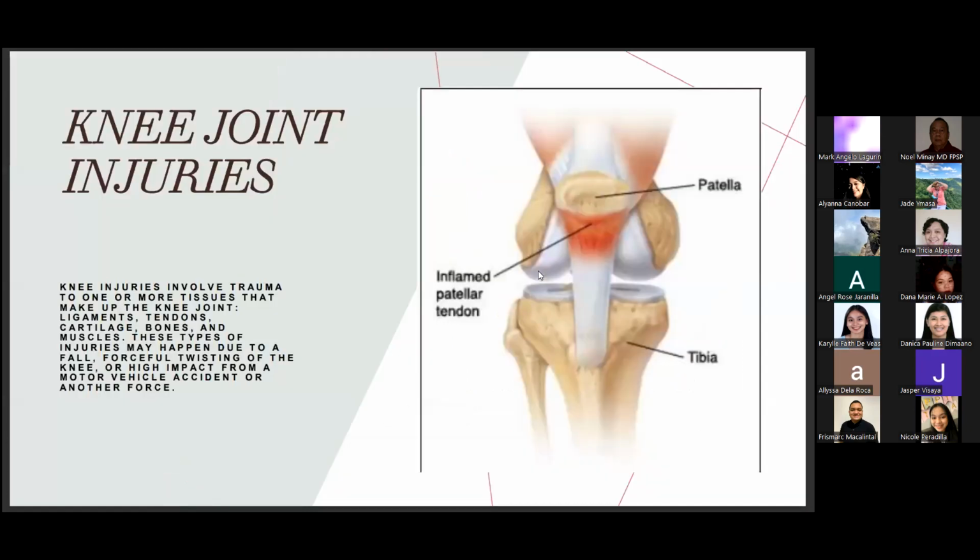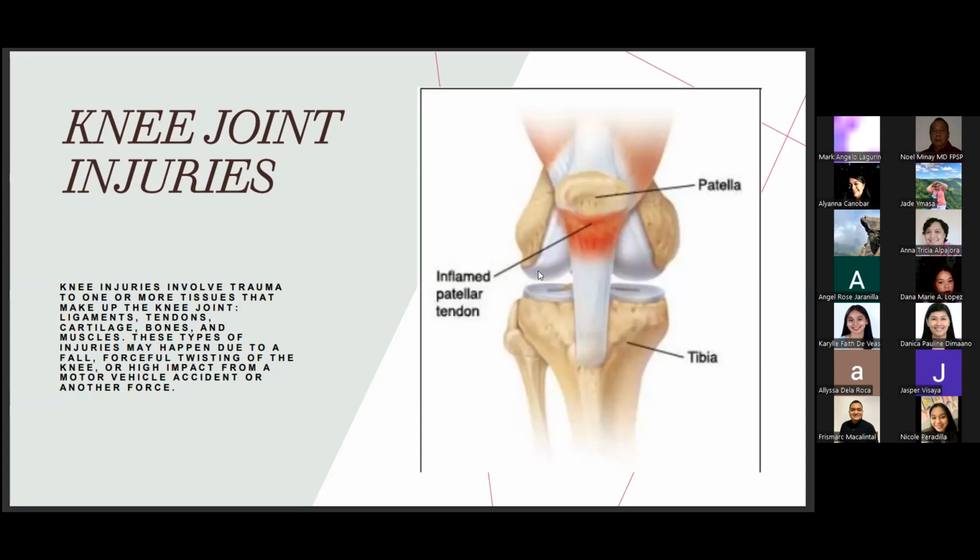So next is knee joint injuries. Knee injuries involve trauma to one or more tissues that make up the knee joint: ligaments, tendons, cartilage, bones, and muscle. This type of injury may happen due to a fall, forceful twisting of the knee, or high impact from a motor vehicle accident or another force.